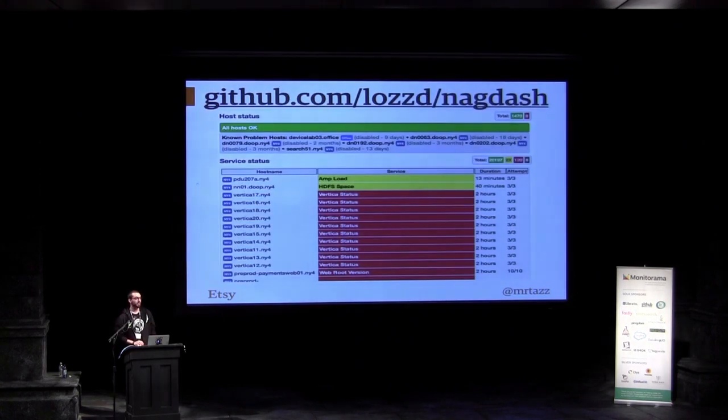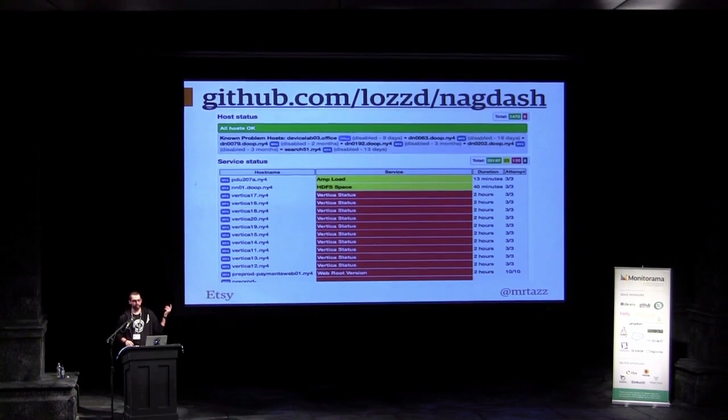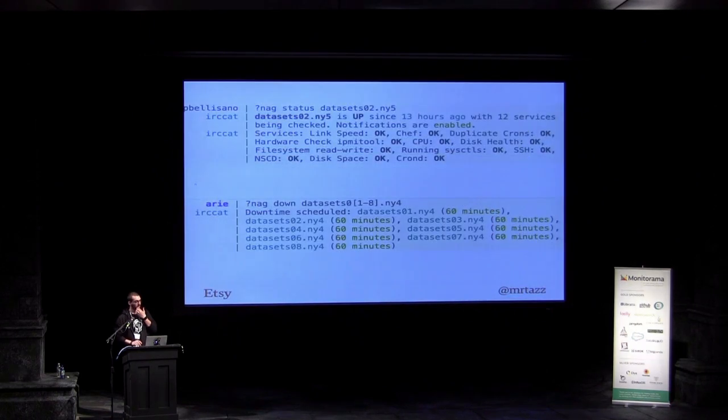And we use Nagdash to aggregate the view of all the Nagios instances we have on a single web page. Maybe you can see here, we monitor 1,500 nodes in a handful of Nagios instances. We have like 20,000 service checks, and Nagdash is our view of the world when it comes to Nagios. We also wrote a lot of tooling around making it accessible from IRC. You can see the status in IRC. You can actually downtime nodes in IRC.